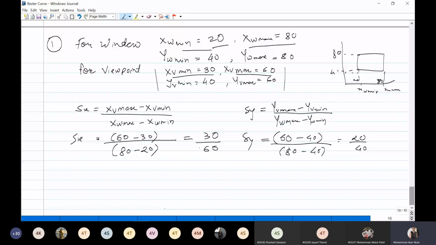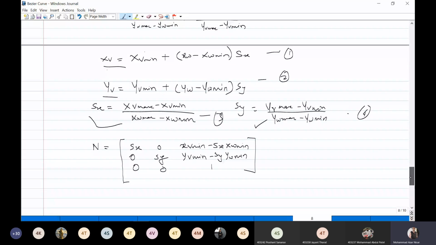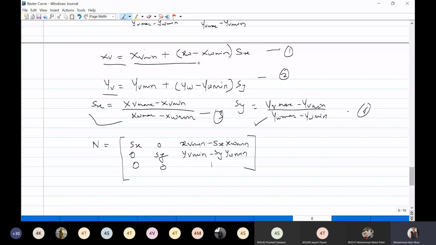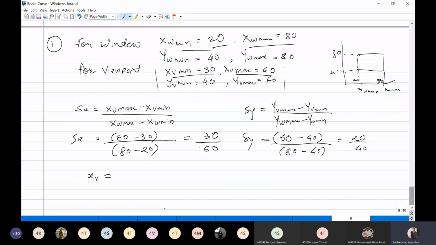Then we will put these values of Sx and Sy in equations number 1 and 2. At number 1, I will write again xv equal to xv minimum plus xw minus xw minimum into Sx. So write down that equation: xv equal to xv minimum plus xw minus xw minimum into Sx, right?